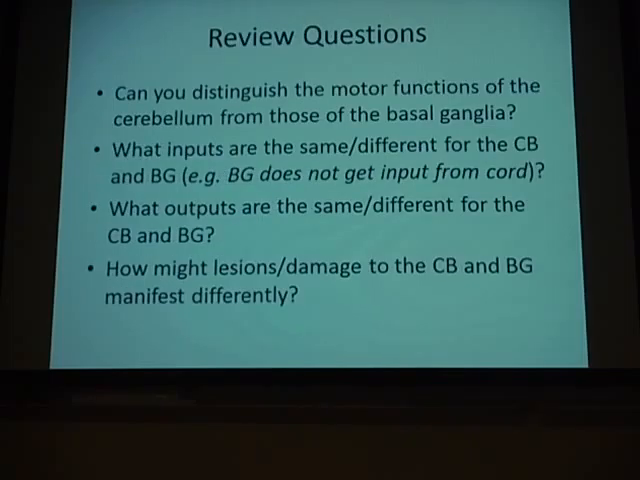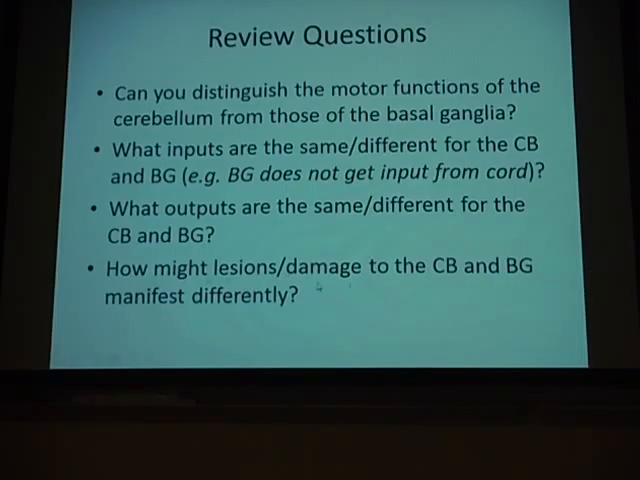My recommendations for studying is to make sure, you guys did great on your basal ganglia quiz, by the way, I will try and get those back to you right after class. But at this point, make sure that you can distinguish the functions of the basal ganglia and the cerebellum. So what are they each responsible for? What are their key functions? How are their inputs and their outputs the same and or different? We talked about how the basal ganglia doesn't get input from the spinal cord, but the cerebellum does. So what are those similarities and differences between the two?